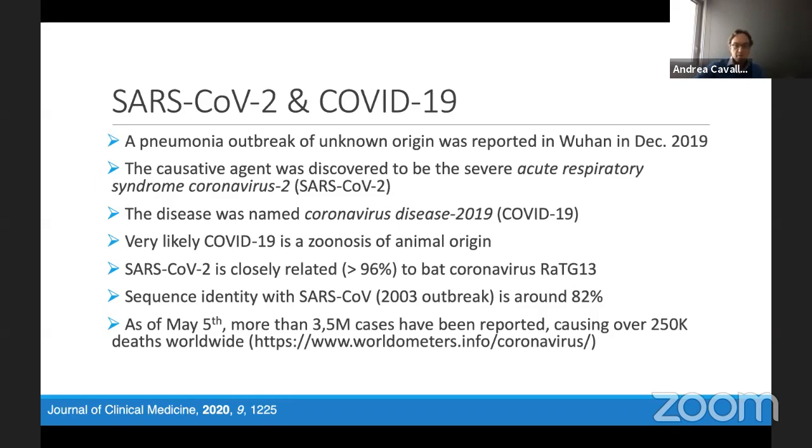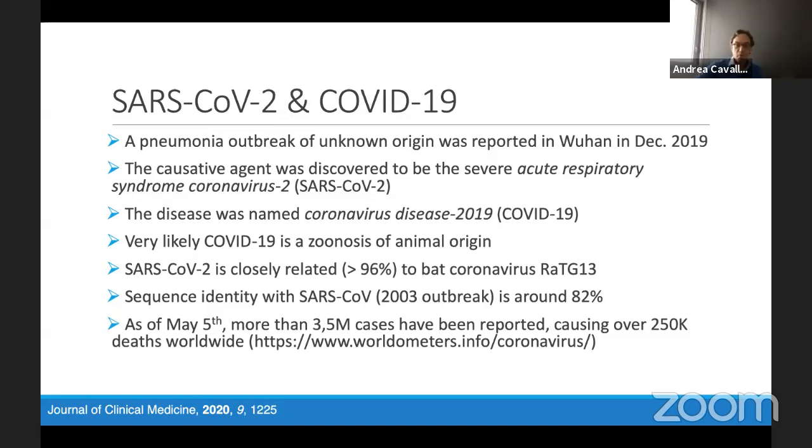Everyone knows pretty well that in December 2019, some strange cases of pneumonia were reported in China. And soon after, it was discovered that the causative agent was a coronavirus, in particular the severe acute respiratory syndrome coronavirus number 2.